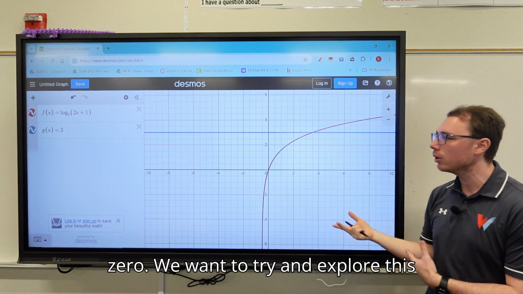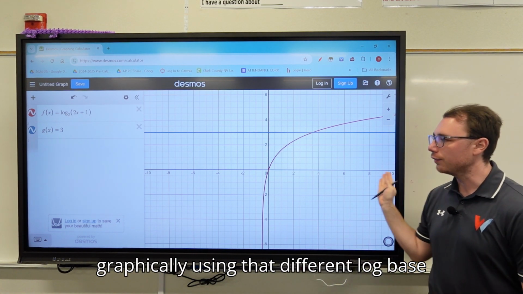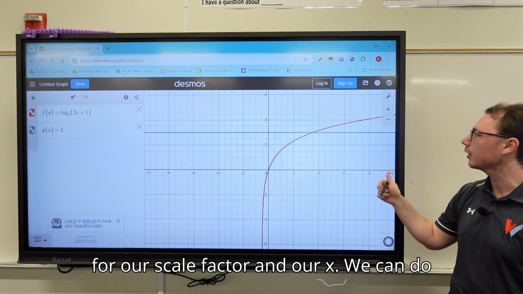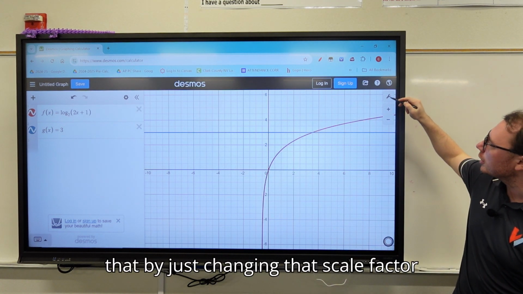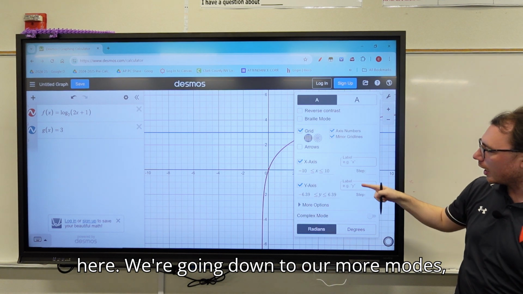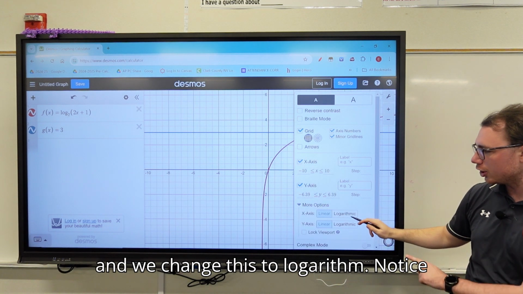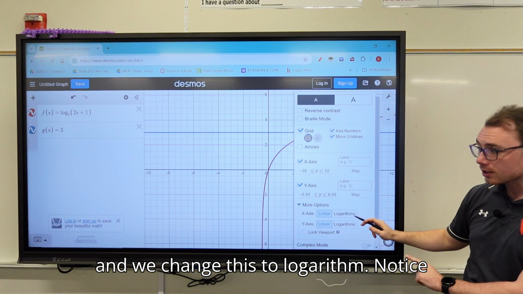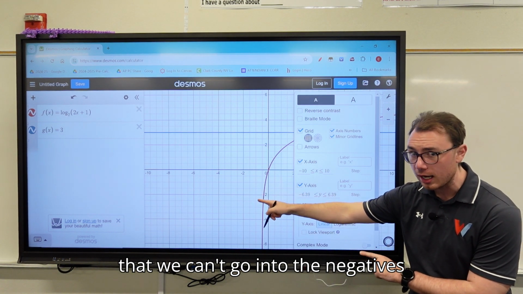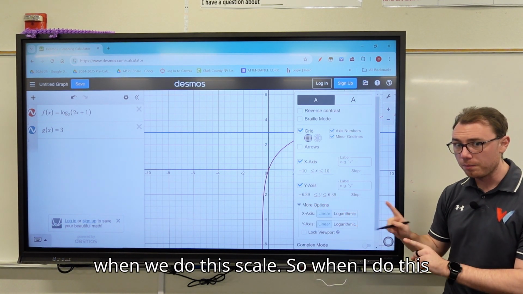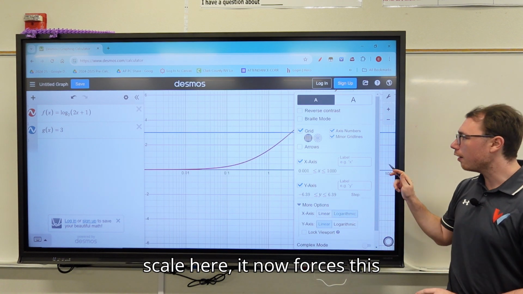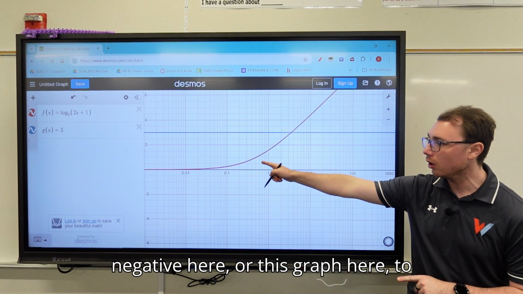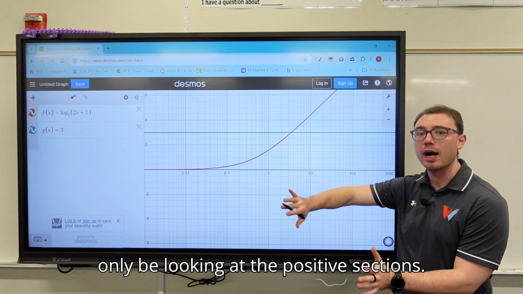We want to explore this graphically using a different log scale for our x. We can do that by just changing that scale factor here. We're going down to our more modes and we change this to logarithm. Notice that we can't go into the negatives when we do this scale. So when I do this scale here, it now forces this graph to only be looking at the positive sections.